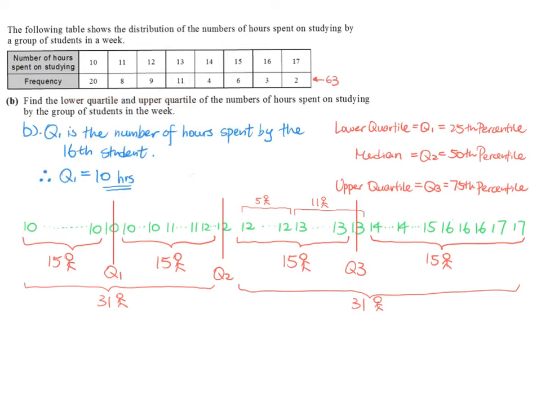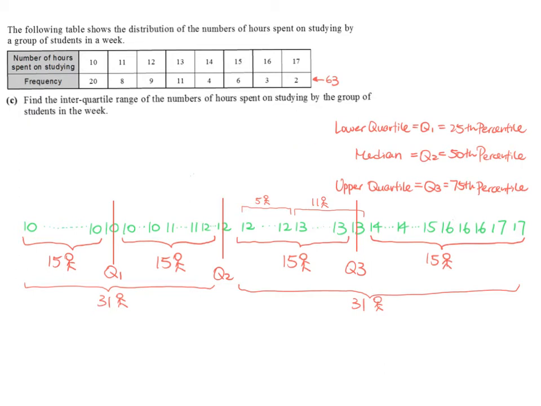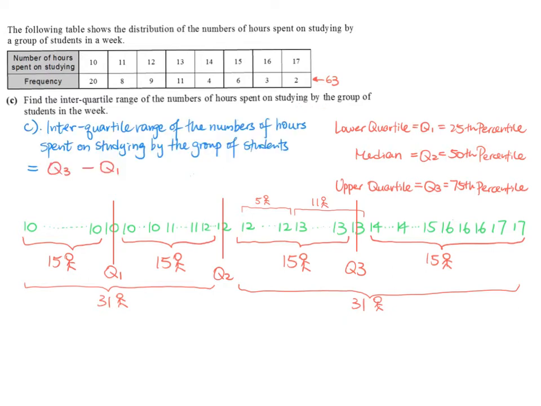And so to write out the answer, Q1 is the number of hours spent by the 16th student, this one. And therefore Q1 equals 10 hours. And likewise, Q3 is the number of hours spent by the 48th student, that is this one. And Q3 equals 13 hours. And the rest is easy. Part C, find the interquartile range of the number of hours spent on studying by the group of students in the week. That actually equals Q3 minus Q1. And that would just be 3 hours.